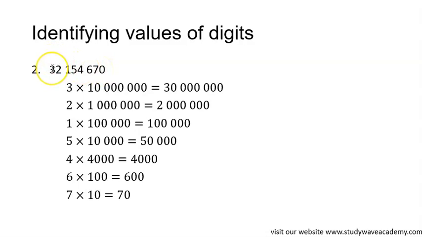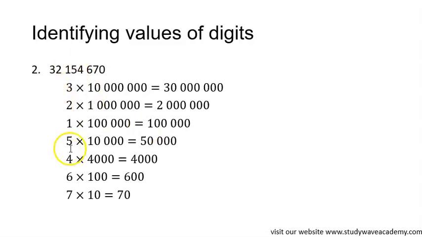Now the digit 3 is in the 10 millions place, right? So its value is 3 times 10 million, which is going to give you 30 million. The next digit 2 is in the millions place, so it's 2 times 1 million, which is going to give you 2 million. The next digit 1 is in the 100,000 place, so its value is 1 times 100,000, which is going to give you 100,000.